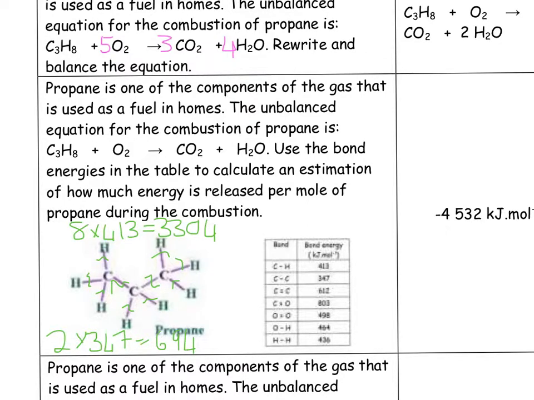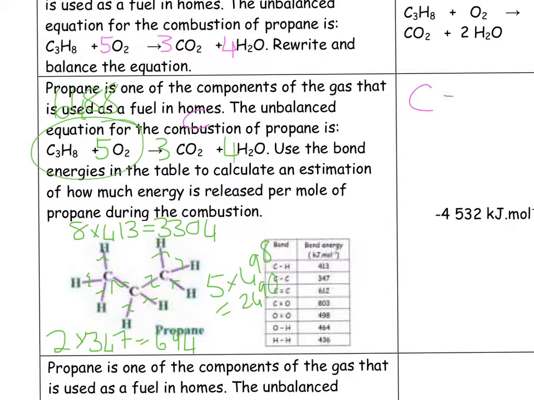And I've also got 5, remember, let's just put these balancing numbers in here, 5 oxygens, so it's 5 times O double bond O, which is 498, and that's going to be equal to 2490. So on the left-hand side, all together, in order to break bonds, I will have needed 6,488 kilojoules of energy.